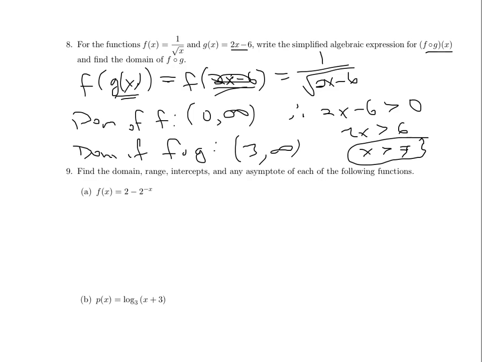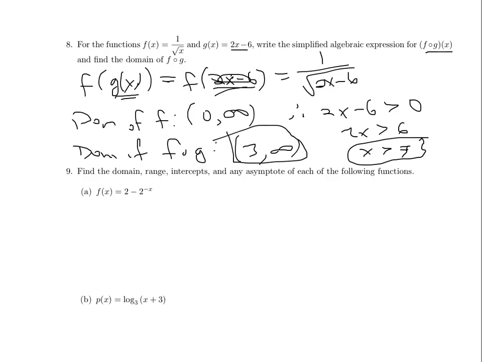If you're not sure whether to include 3, that's an easy thing to check. If you can't decide whether 3 should count or not, just try putting 3 in here, and you'll see that it gives you an error. It'll give you a division by 0 error. So if you're not sure, plug it in and check.